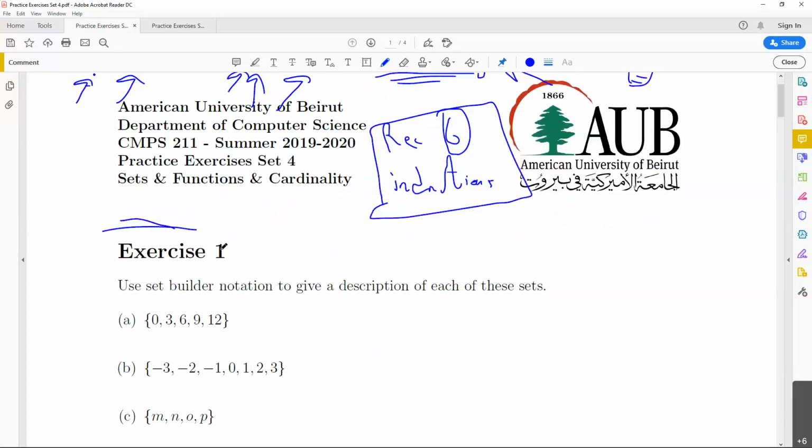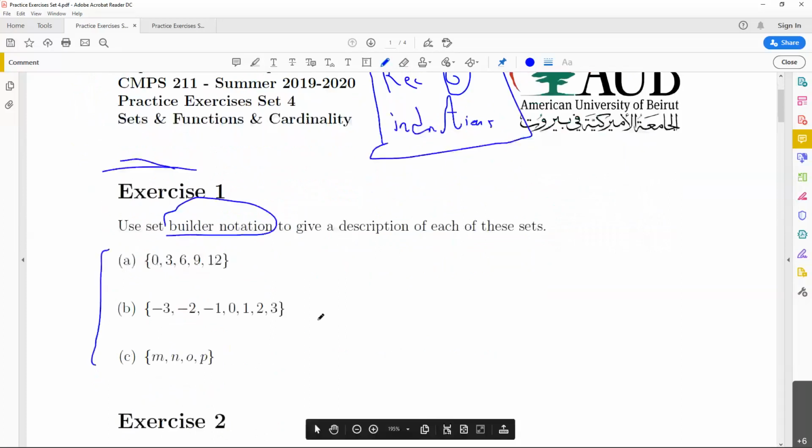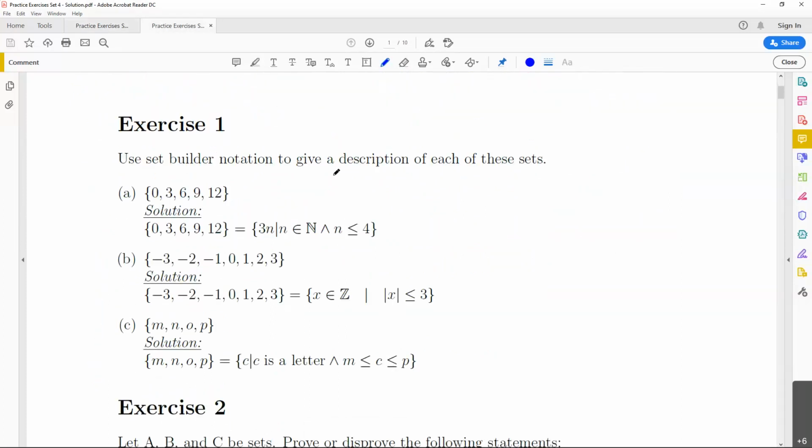Okay, starting with part 1. Use set builder notation to represent the following. So in other words, just how can we actually write a set? For the first one, 0, 3, 6, 9, 12. It's the multiples of 3, but not all of them. So 3n such that n belongs to the set of natural numbers and n is less than 4.